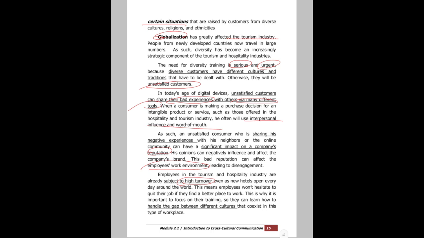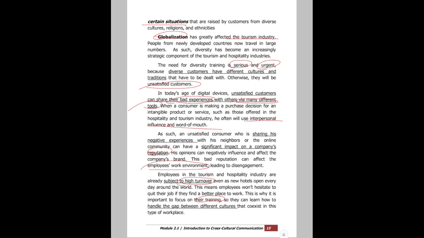So, ibig sabihin, pag nag-resign ka, they need to hire new employees, kailangan ulit nila yun i-train, same goes with you. Pag lumipat ka sa ibang company, sa ibang establishment, ganun din yung gagawin mo. Mag-i-start ka ulit from the bottom. So, this is why it is important to focus on their training so they can learn how to handle the gap between different cultures that coexist in the type of workplace.